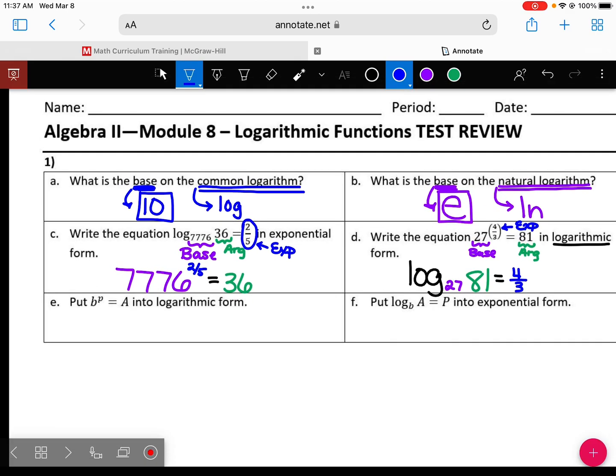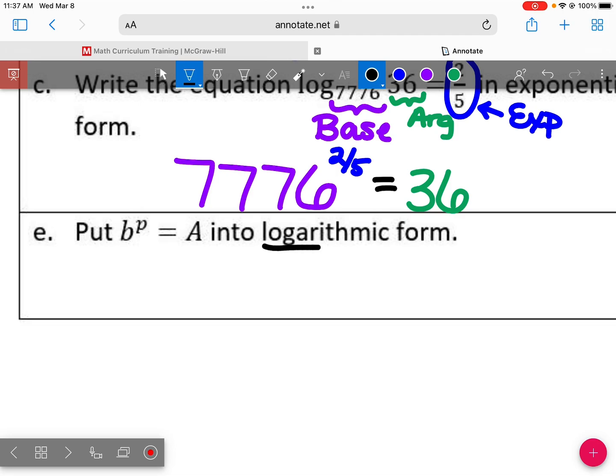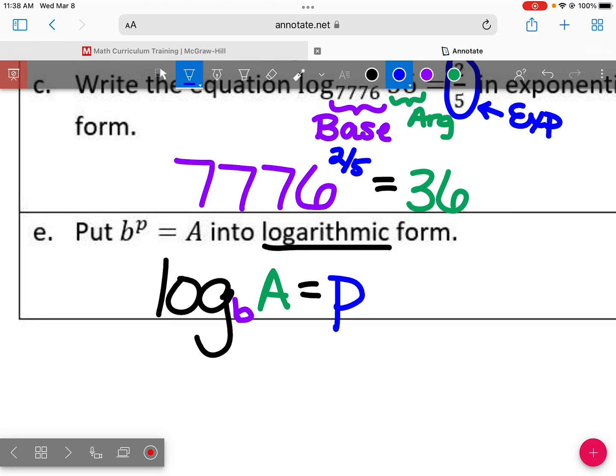All right, parts E and F are exactly what we just did in C and D, except instead of doing it with numbers, we're going to do it with letters. What form is E written in? Exponential form, and we want to rewrite this into logarithmic form, which means it has to start with LOG. And then base next to G. What's the base? B. What would come after the base? The argument. What's the argument? A. And that's equal to P. Log form gets the exponent on a side by itself.